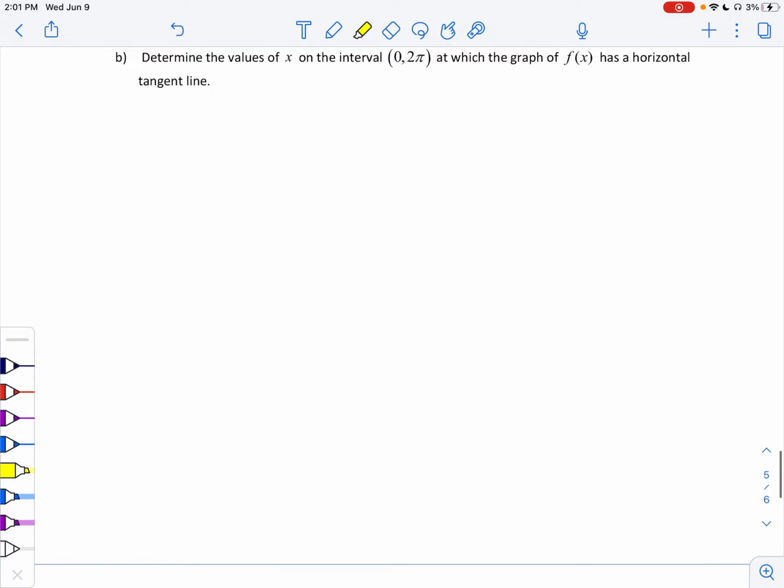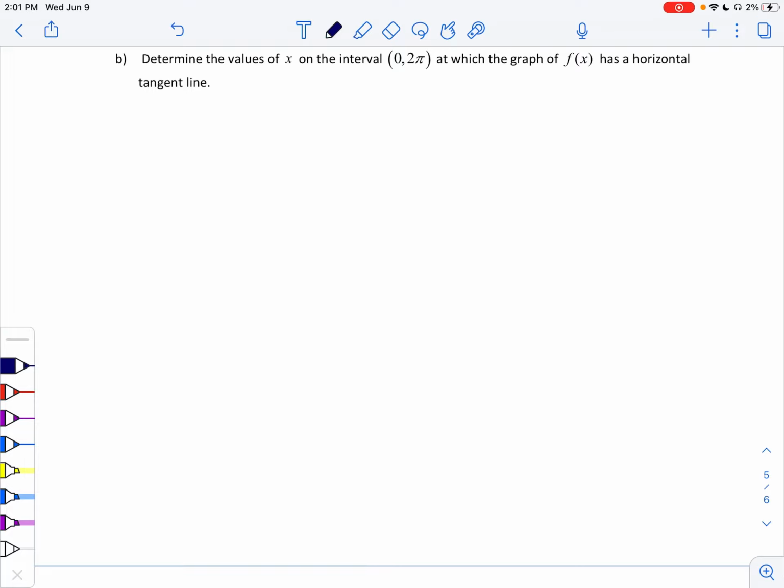So what we want to do in this part is determine the values of x on the interval 0 to 2 pi, at which the graph of f of x has a horizontal tangent line. Okay, so we're going to find where we have a horizontal tangent line.